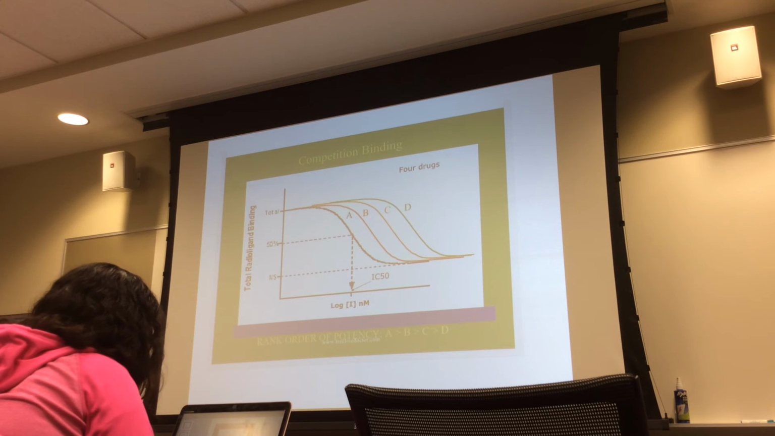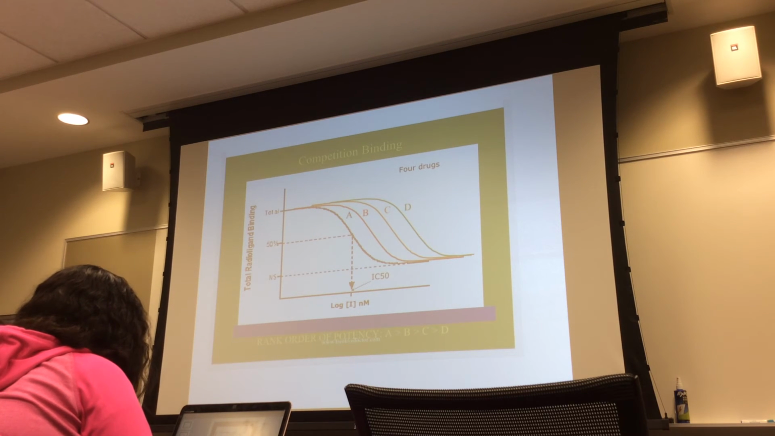Okay. If I'm looking at these graphs, can I rank them? Which one is the stronger inhibitor or more potent antagonist? Yeah, I can.